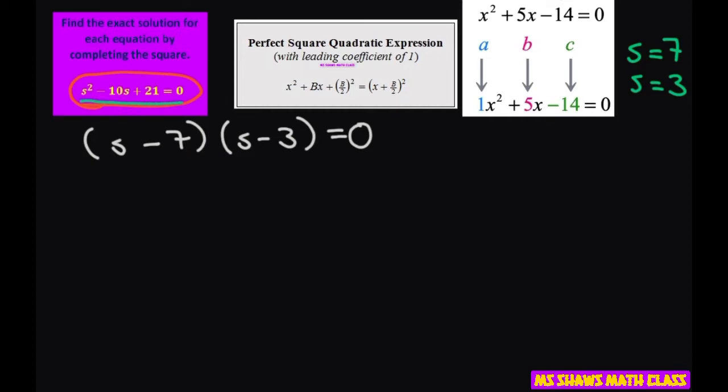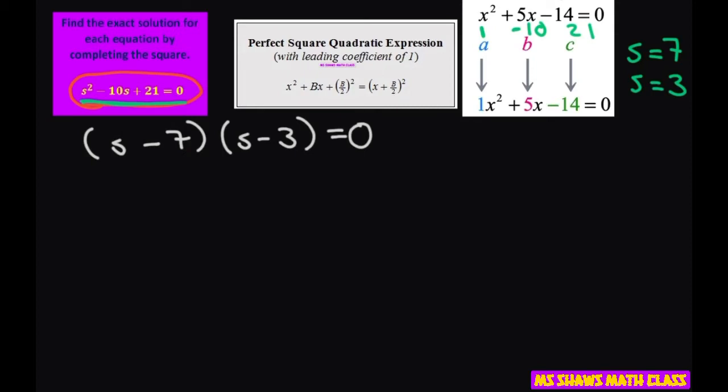And the way you do it is we look at our standard form and we're looking for the b. So in our case, our a is 1. Put it here. Our b is negative 10. And our c is 21.